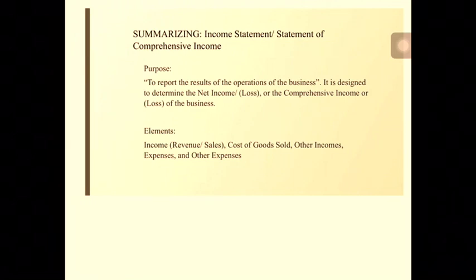Of course, you have the expenses. When we say expenses, this is just the opposite of income. They result to a decrease in the company's asset or the company's capital, and they are also directly attributed to the profit generating activity of the business.